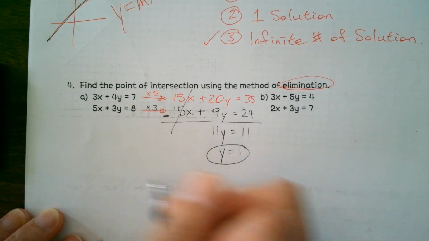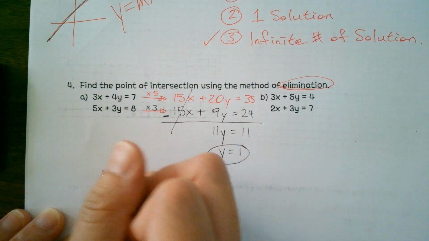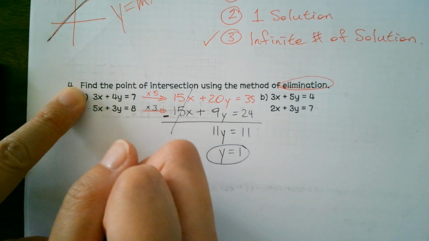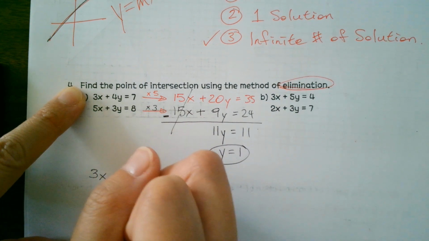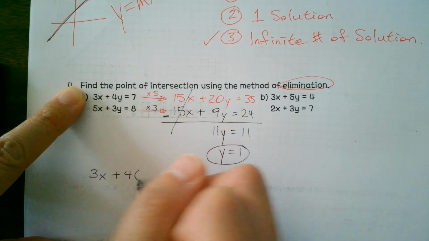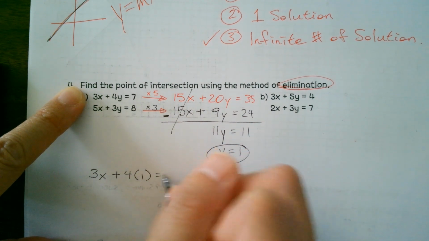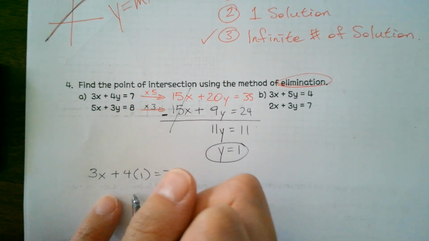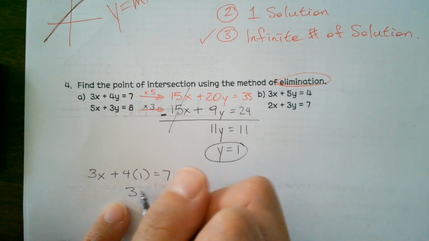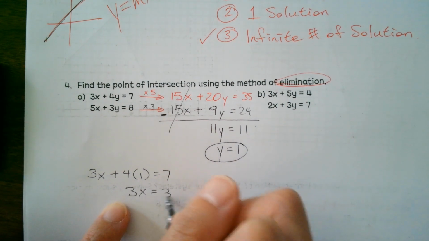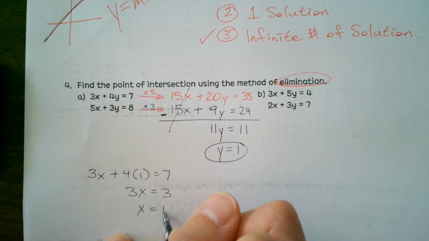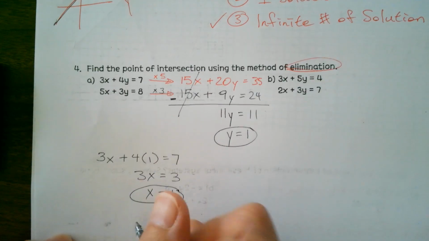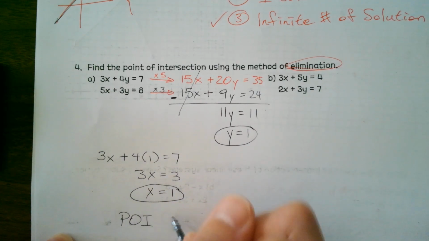Next step is I want to substitute it into either equation. So let's say I substitute it in that. I get 3x plus 4 times 1 equals 7. So 3x equals 3. When I divide it, I also get 1. So my point of intersection here is 1, 1.